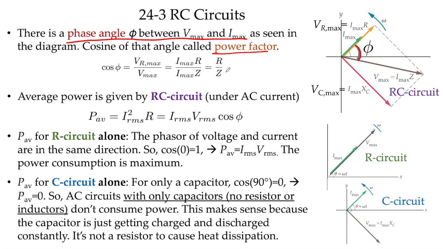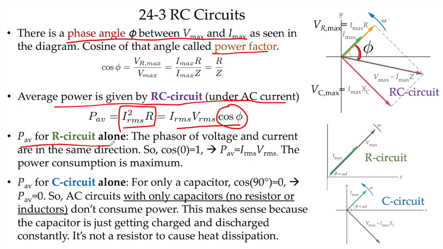And it turns out it's actually R divided by Z, R divided by impedance. Okay, the average power for an RC circuit connected to AC current is basically the same formula. This part is the same, I squared R. And here we can rewrite it as I times V times cosine phi. So this is the power, and this is the power factor.